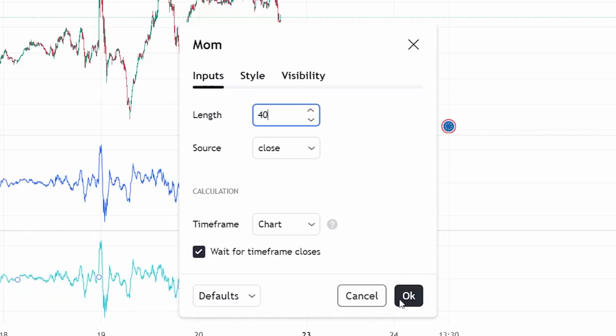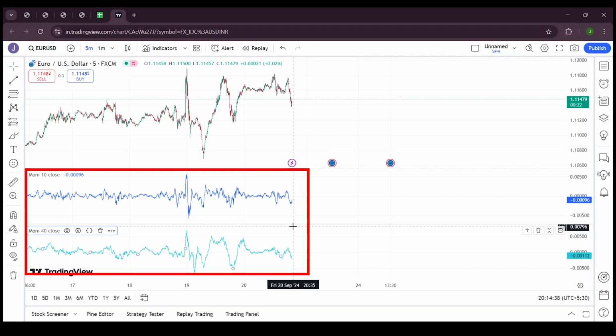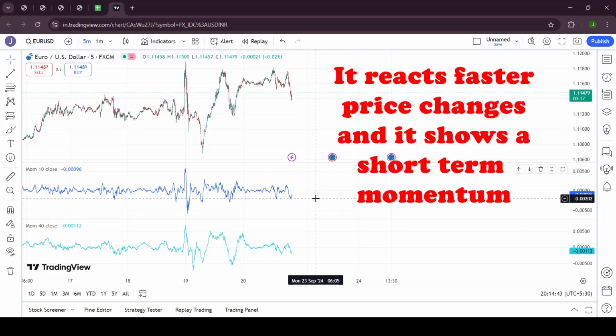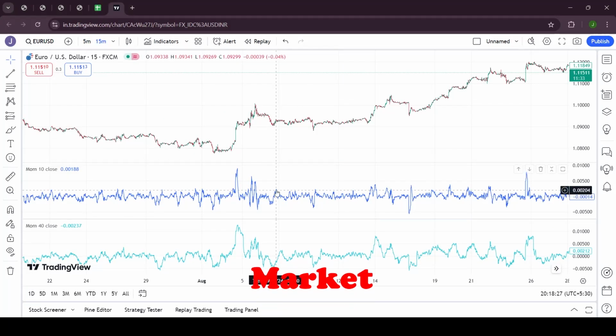So now that we have added both 10 and 40-day momentum lines to the chart, let's talk about how to read them. The 10-day line is more sensitive. It reacts fast to price changes and it shows short-term momentum, and if the line is above 0, it means the market is moving up. If it is below 0, it means it's going down.